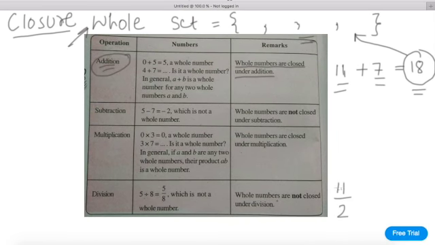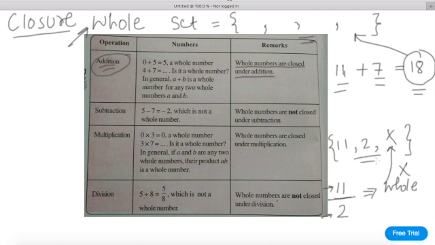A better example. So I am taking two numbers. 11 is a whole number, 2 is a whole number. I am dividing 11 by 2. Is the result a whole number? The answer is no. Now the set is said to be closed if 11 is a whole number in the set, 2 is a whole number in the set, and the answer of this division should also be a whole number, which is not the case, which means this set is not closed, which means whole numbers are not closed under division.